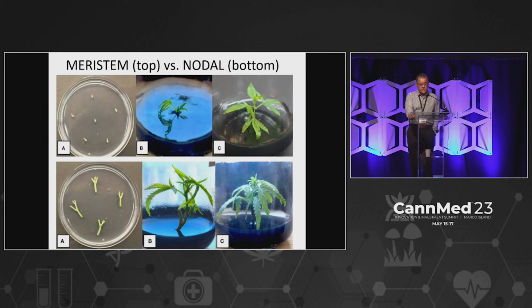There are options for tissue culture as a way to eliminate this particular viroid. What I show here are two panels. The top panel is where you can use meristem culture. On the bottom panel is where you use nodal stem culture to produce plants. Meristem culture is the preferred way to try to obtain plants that are free from this disease.